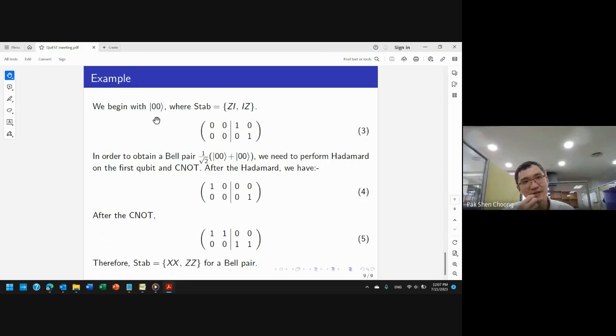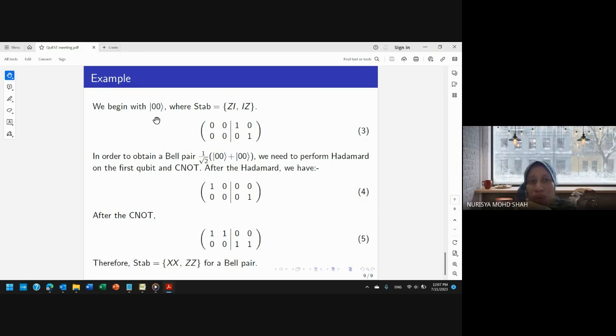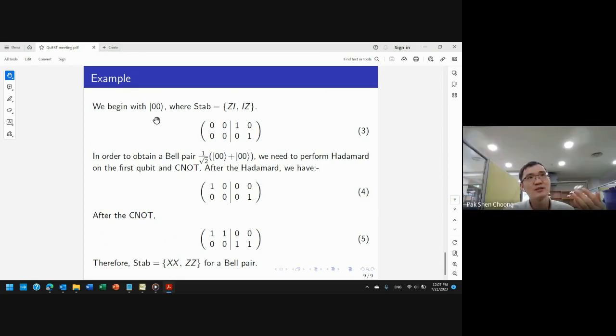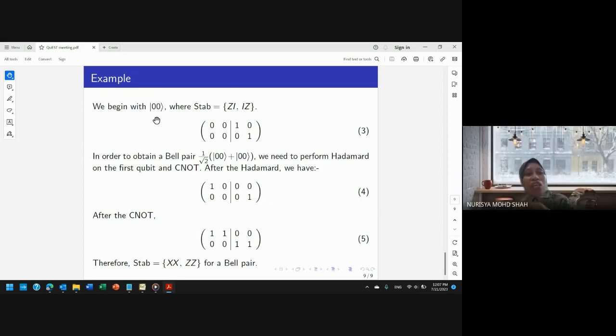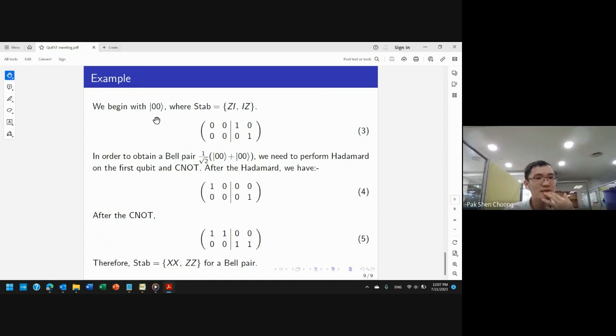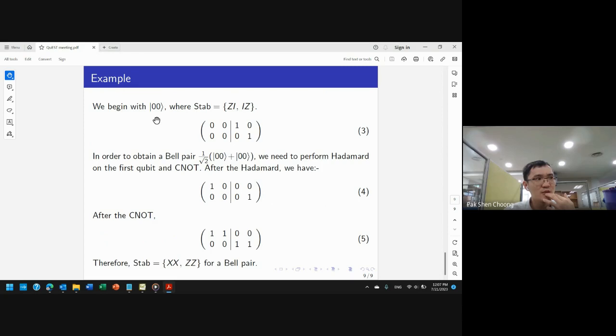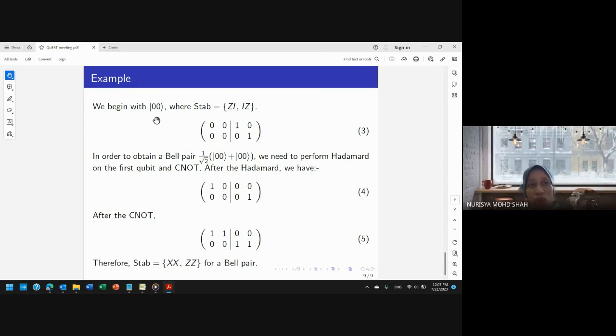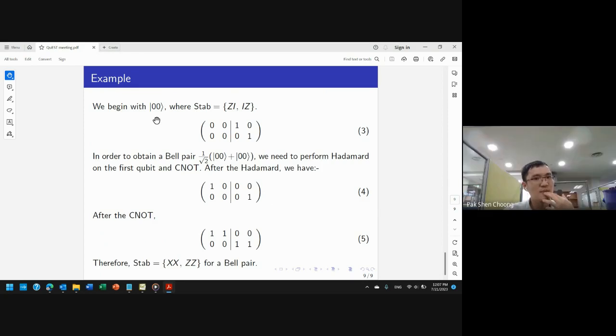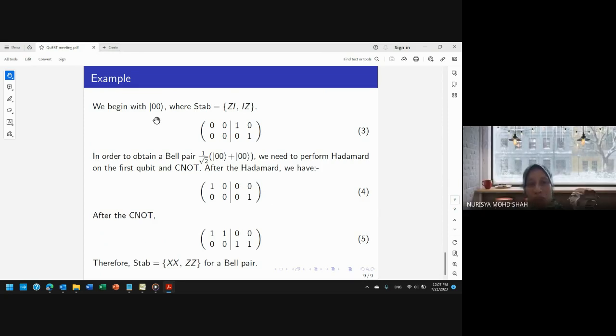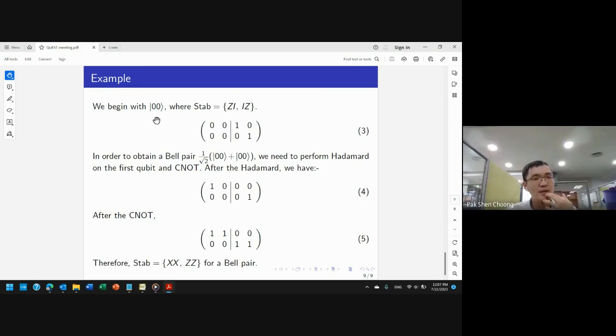No, let's say you start with 0, 0, so you want to get the Bell state. Okay. Then you start with 0, 0 over here. Can I say like the cluster initial state? This one is 0, 0, so it seems that you have 2 qubits, right? Yes. Then you want to produce the Bell pair from just 0, 0. Yes. Oh, okay.